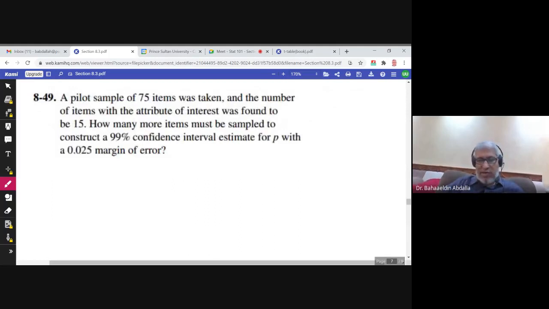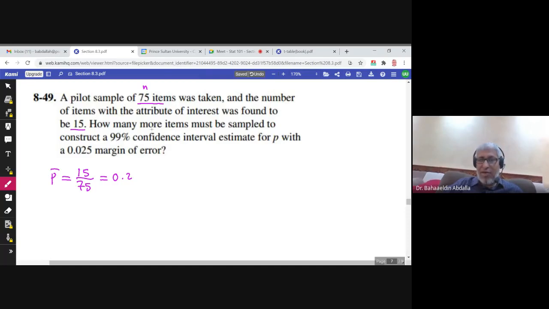So let us solve exercises. A pilot sample of 75 items. So these are the items of the pilot sample. This is N of the pilot sample. And the number of items with the attribute of interest was found to be 15. So what is P bar? In the pilot sample, 15, which is X, over 75, which is N. This is P bar in the pilot sample. It is 0.2. So P bar is 0.2. And now you can use it instead of P.